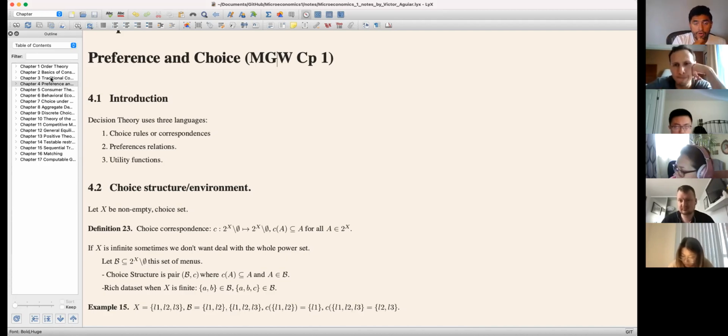So this is chapter 4, which corresponds to chapter 1 in Mas-Colell, okay? And this is about preference and choice. The current notes are partially based on Mas-Colell, so it's going to have new material at the very end. It's a short chapter, but it's hard. So we're going to do it very slowly, okay?